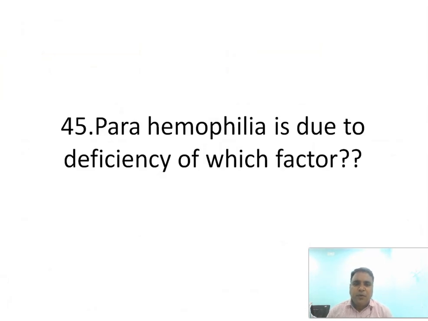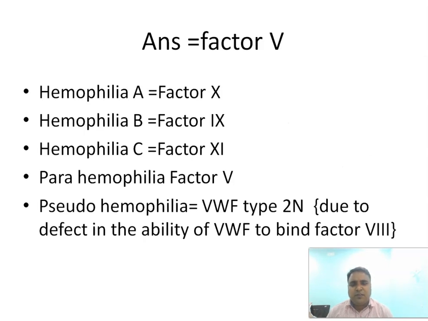Next, parahemophilia is due to deficiency of which factor? Answer is factor 5. To know, hemophilia A is due to deficiency of factor 8; sorry, it is wrongly printed as factor 10. Hemophilia A is factor 8, hemophilia B is factor 9, and hemophilia C is due to deficiency of factor 11.